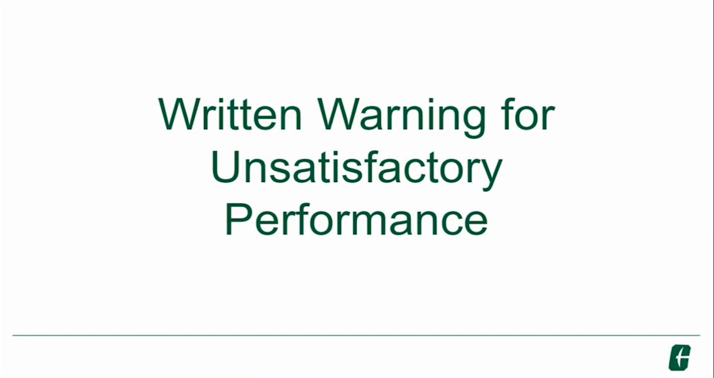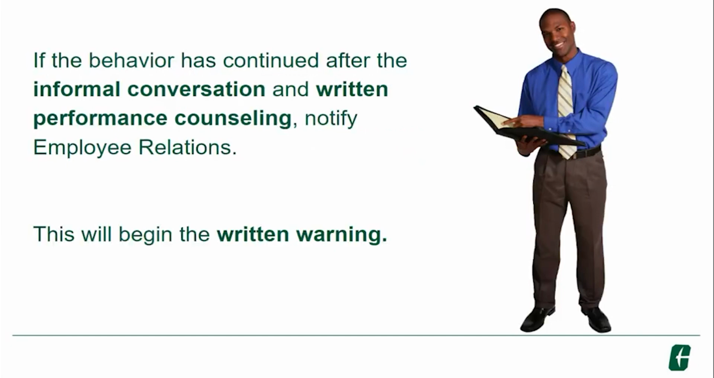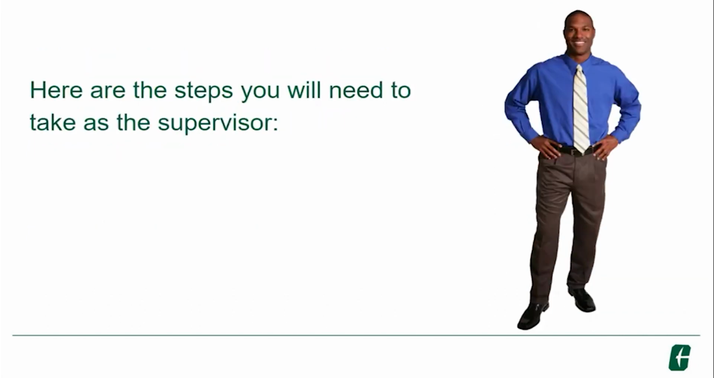Next, we are going to talk about the steps in the written warning process for unsatisfactory performance. If the behavior has continued after the informal conversation and written performance counseling, which were explained in the 2 sections above, then notify employee relations. This will begin the written warning. Here are the steps you will need to take as the supervisor.